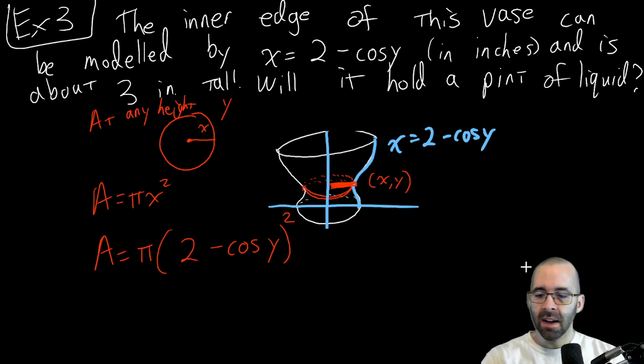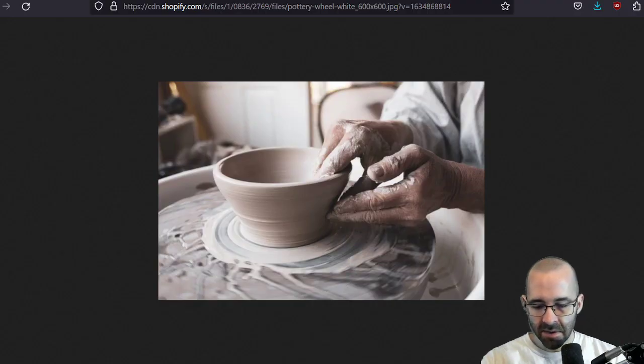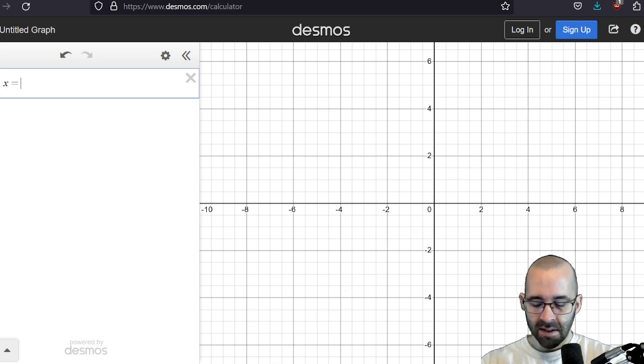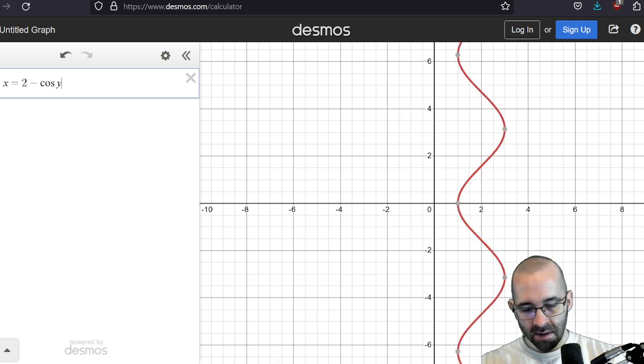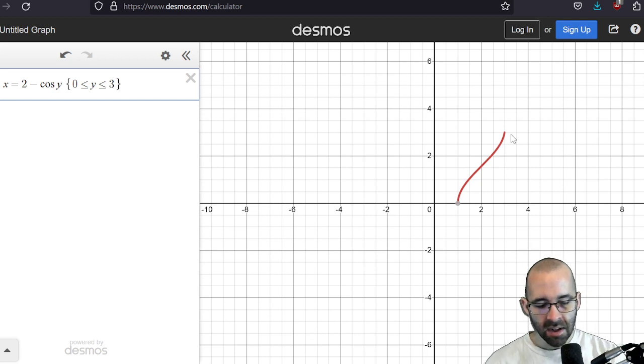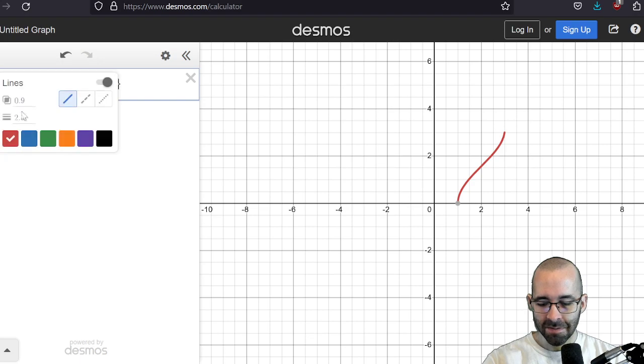So this is our area. And again, we could visualize this with Desmos if we wanted, if I can find my Desmos. Right, our x is just 2 minus the cosine of y. And specifically, we're saying that this is about 3 inches tall. So it's really this rotated around the y-axis. This is the side. This is that blue side. Roughly, we're approximating. Here, we can even make it blue.